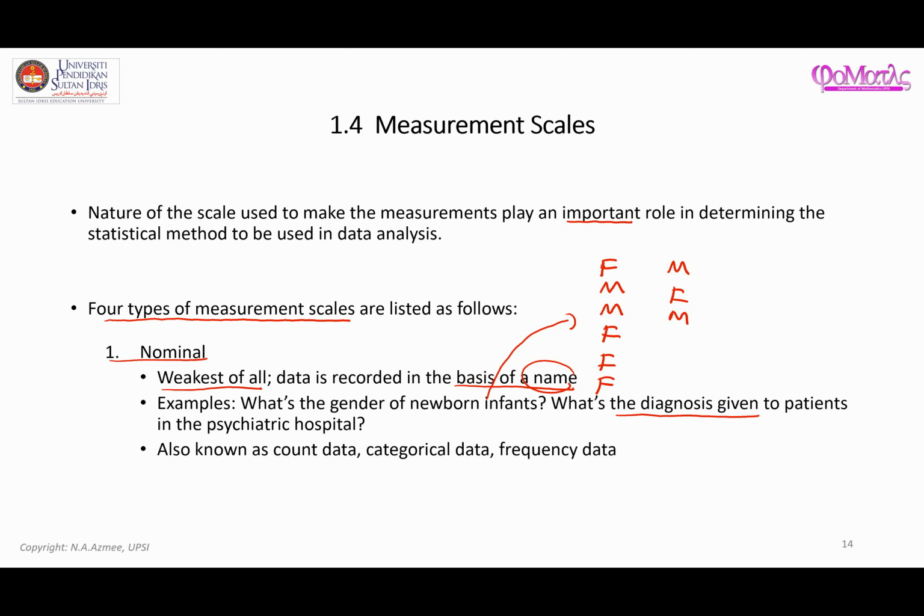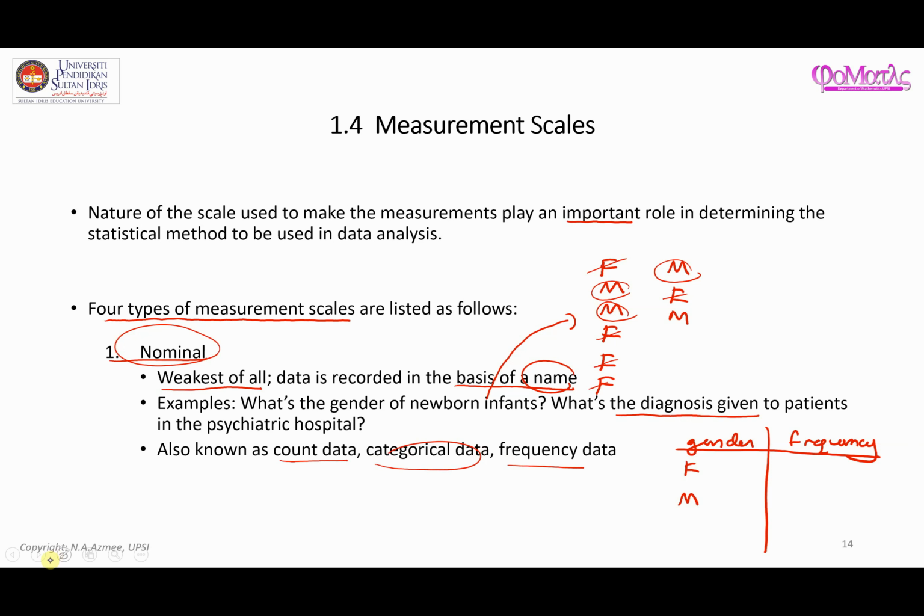This data set can actually be properly organized if you create a table that contains 2 columns, for example. Here we're going to list the gender accordingly. We have female and male, and frequency is basically you have to count how many females and how many males you have. Because of that, this sort of nominal data is also called count data, and also categorical data or frequency data.